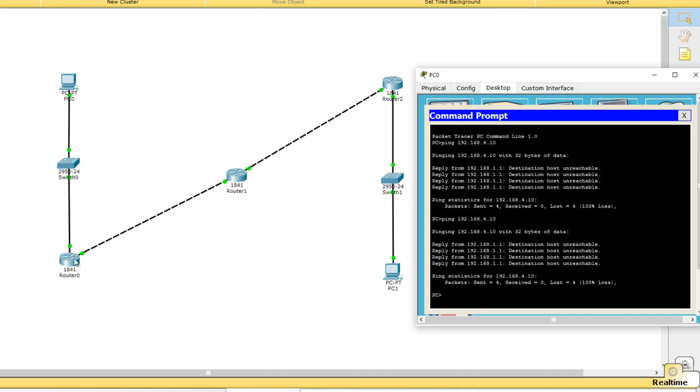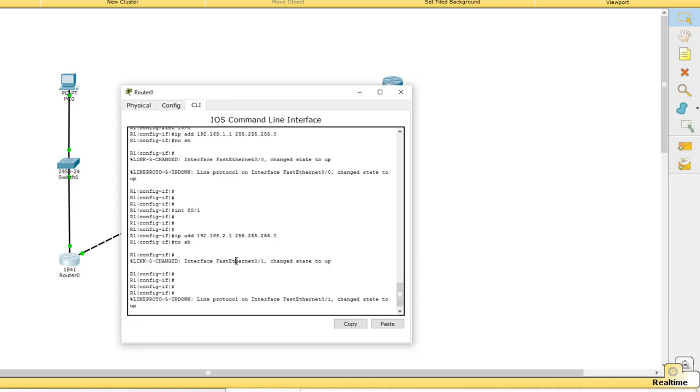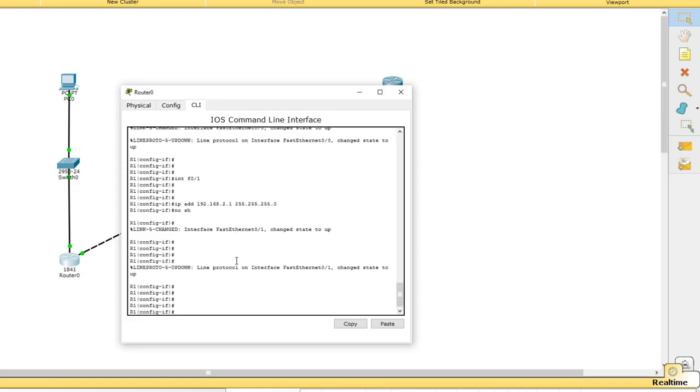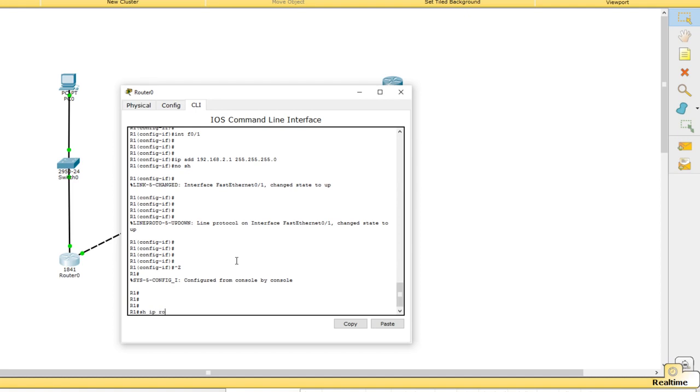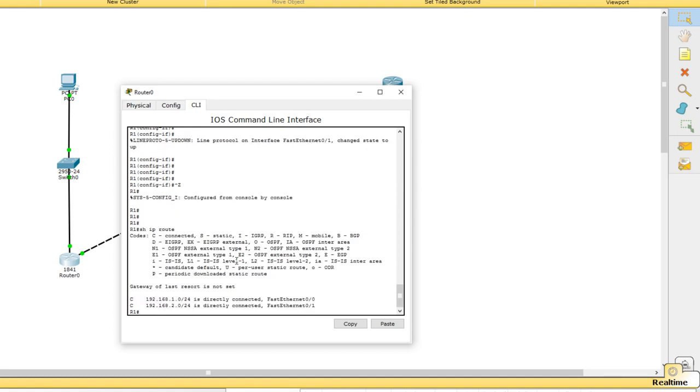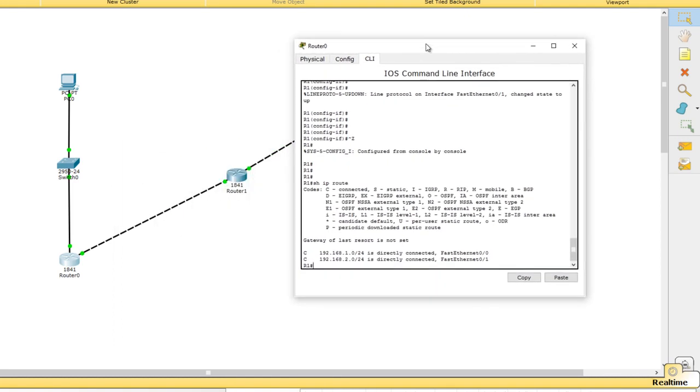192.168.1.1. 1.1 is router 1. This device is sending a reply back to this PC saying destination host unreachable. So what happens is, this is router 1. So I'm going to go here, show IP route. Now this is the most critical table, and this is the most critical troubleshooting command that you would do in Cisco routing. Show IP route.